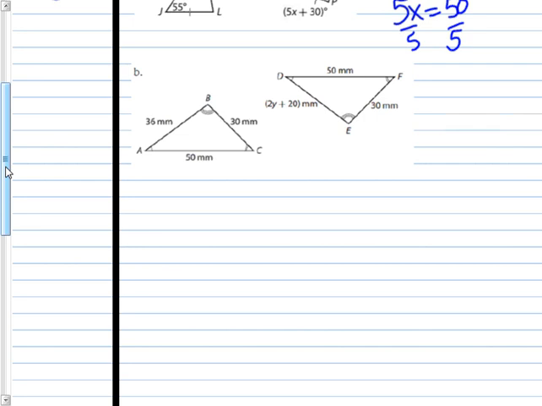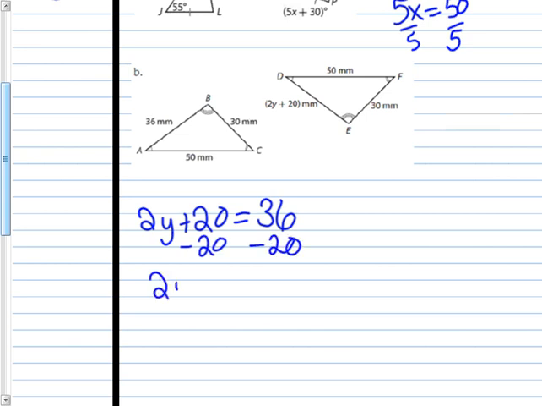I noticed that triangle ABC has a 36 millimeter side, a 30 millimeter side, and a 50 millimeter side. And triangle DEF has a 50 and 30 millimeter sides also. So, in order for these triangles to be congruent, that 2y plus 20 has to equal 36. That's the only way those two sides are congruent. Subtract 20 from both sides. 2y equals 16. Divide by 2. Y equals 8. So in order for those two triangles to be congruent, y has to be equal to 8.